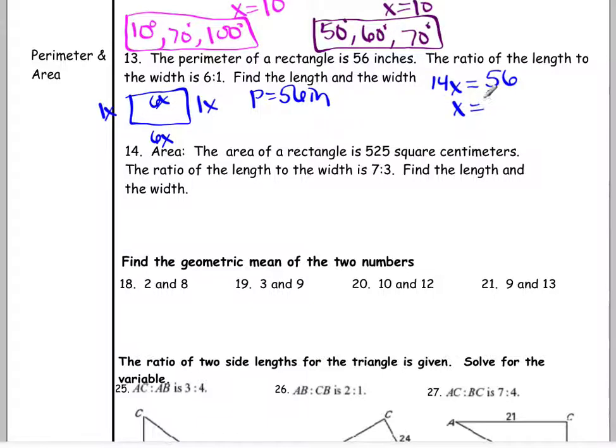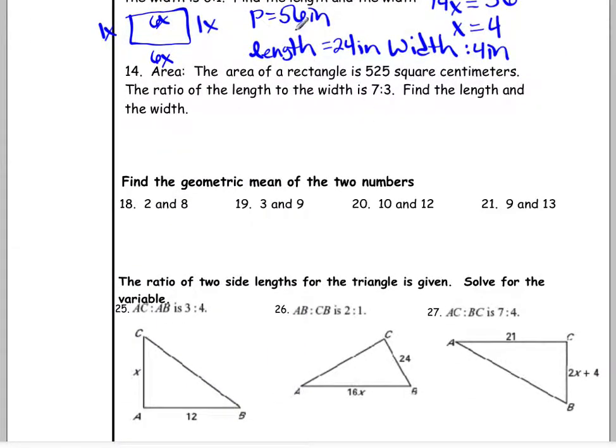And if we're going to divide 56 by 14, we get 4 for x. But they want the length and the width, so you've got to plug that in for 6x and 1x. The length would be 6 times 4, 24, and that was inches, so it's 24 inches. And the width would be 1x times 4, which would be 4 inches. So there we have our length and our width.